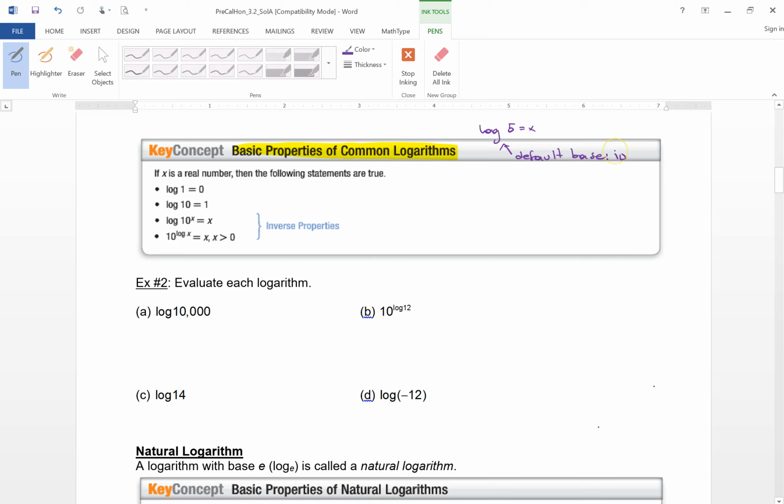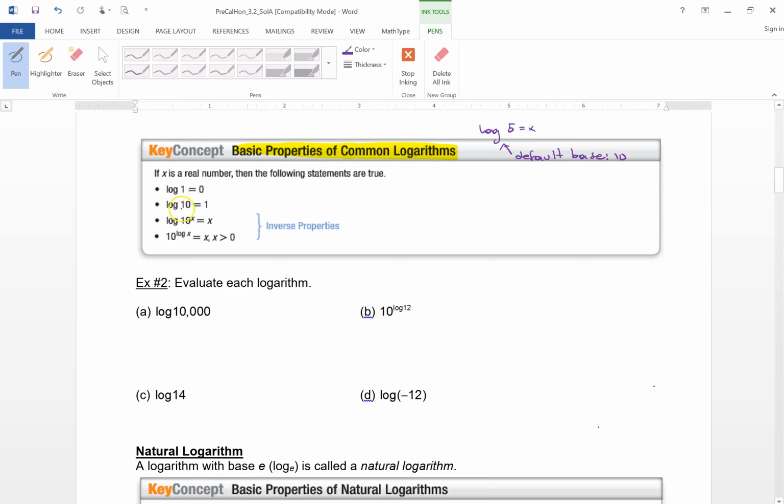Okay, so 10 is its favorite base. So in this case, if it just says log 1, it's like there's a 10 here. Okay, so again, log of 1 is 0, because no matter what the base is, the exponent must be 0 in order for you to get 1.